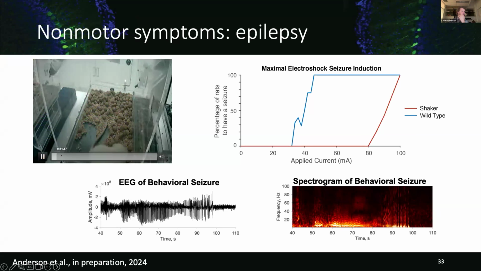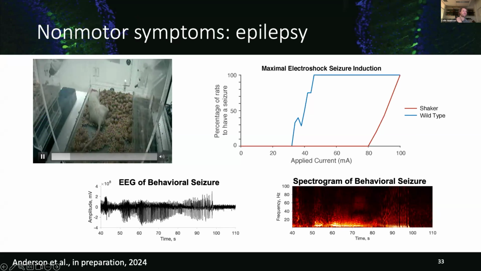I show on here, it's not the most pleasant to watch, so just a warning there. But you can see below, we have the EEG of this behavioral seizure that we can see. There we go. So you can see that tonic extension and then this full rotating behavior.